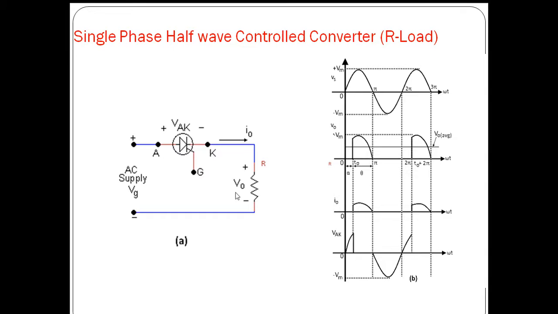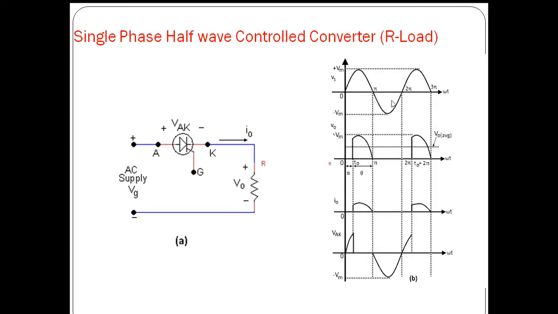Output voltage will be 0 because the SCR is in off position, acting like an open circuit. So no current, no output. Output will be 0, and similarly current will be 0. And the voltage across the thyristor will be the supply voltage. So the supply voltage will appear across the thyristor like this.